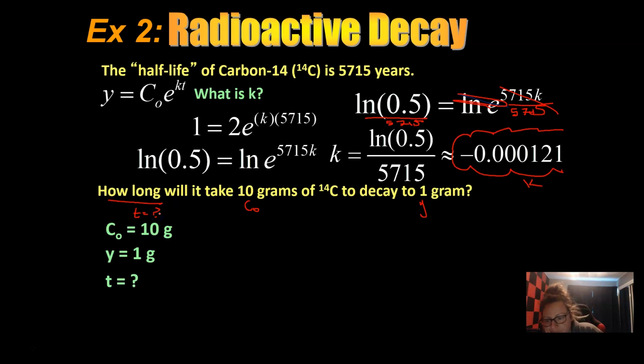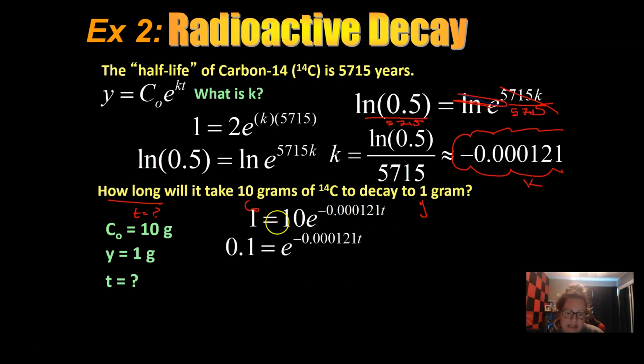All right. And then we found K, right? So we plug it in. 1 equals 10 times e to the negative 0.000121 t. I would divide both sides by 10. And that's how you get 0.1. Divide by 10. Divide by 10. 0.1 equals e to the negative 0.000121 t.